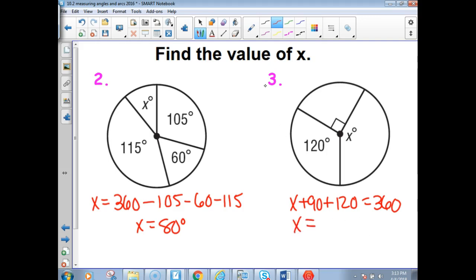If you chose to simplify this and do it algebraically, x plus 210 equals 360, and then you'd subtract 210. But you can just add up the ones you're given and then subtract from 360. Regardless of which way you do it, you should be getting 150 degrees for x.